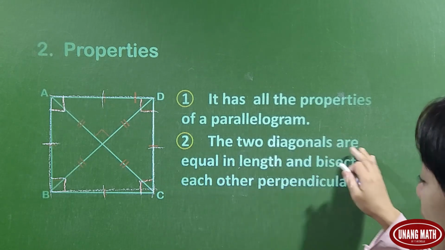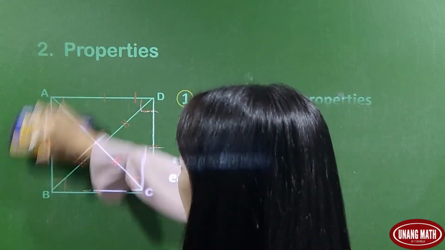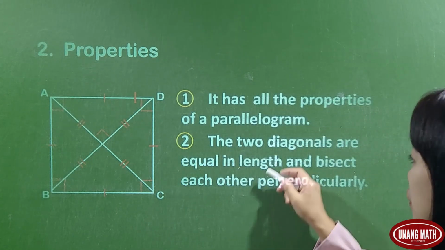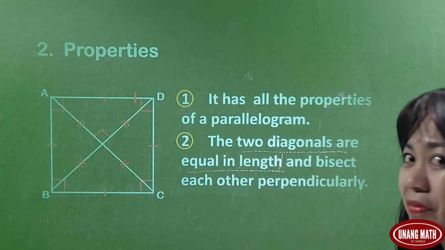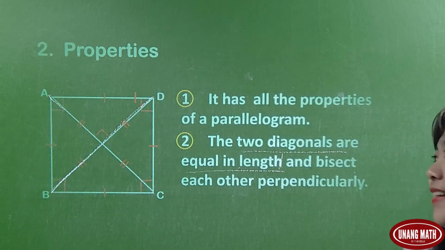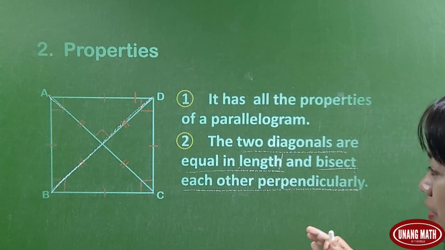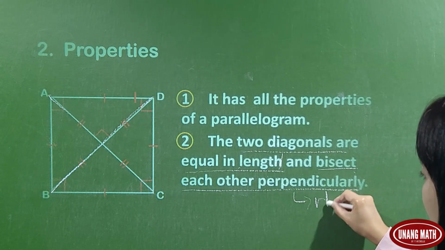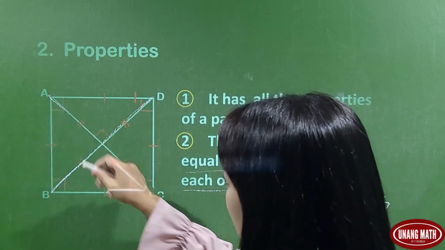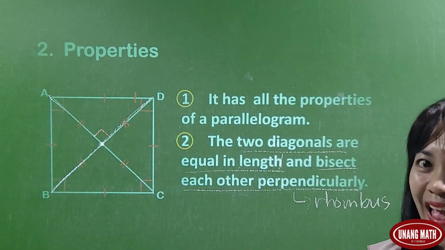According to this one, the two diagonals are equal in length and bisect each other perpendicularly. The two diagonals are equal in length. That's a rectangle. Bisect each other perpendicularly: if the two diagonals bisect each other perpendicularly, then this is a rhombus. So in this one, these two diagonals bisect each other perpendicularly, which means there is a right angle formed here.